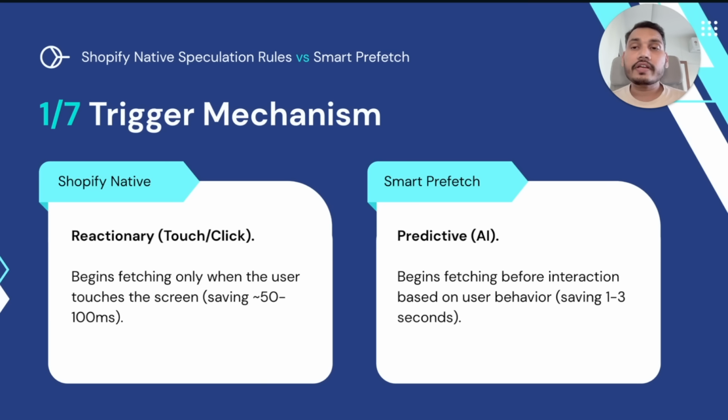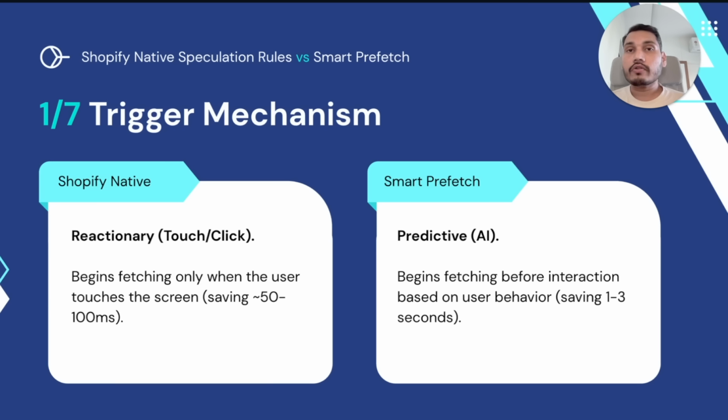So the first big difference is the trigger mechanism, how the speculation is triggered. Shopify doesn't store per-user navigation data, and because of the lack of data, they cannot use data engineering to predict the next move. That is why Shopify uses hard-coded rules for every theme. And because the rules are hard-coded, there is no data intelligence involved. They are relying on the user's movement on the page.